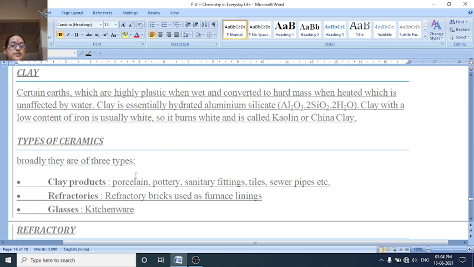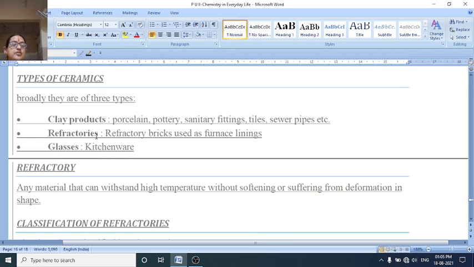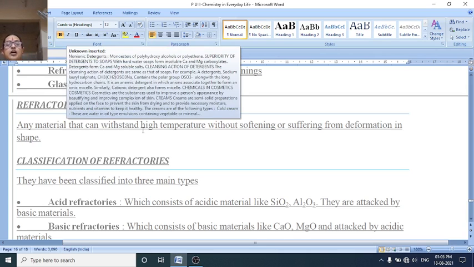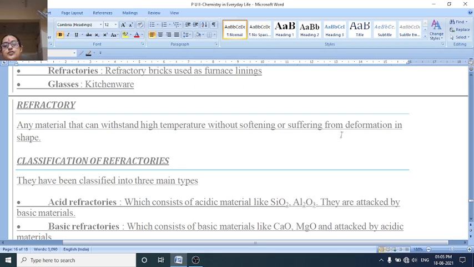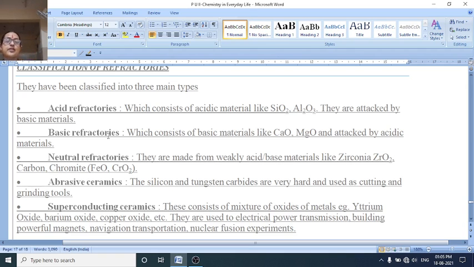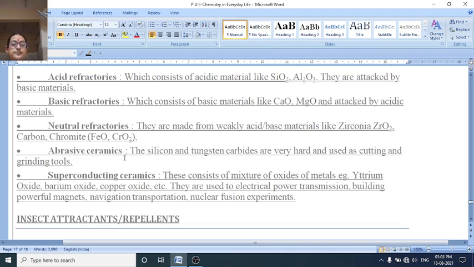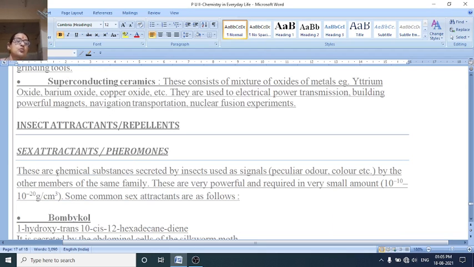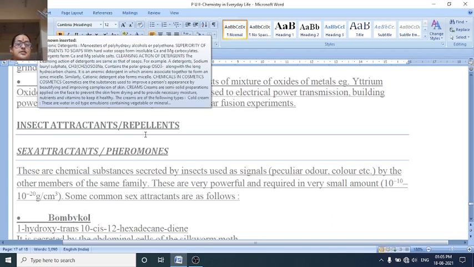Broadly, they are of three types: clay product, then refractories, then glasses. Refractories are any material that can withstand high temperature without softening or suffering from deformation in shape. Let us see the classification of refractories. They have been classified into three main types: acid refractories, basic refractories, and neutral refractories. Then abrasive ceramics, then superconducting ceramics. Next, let us move on to insect attractants and repellents.